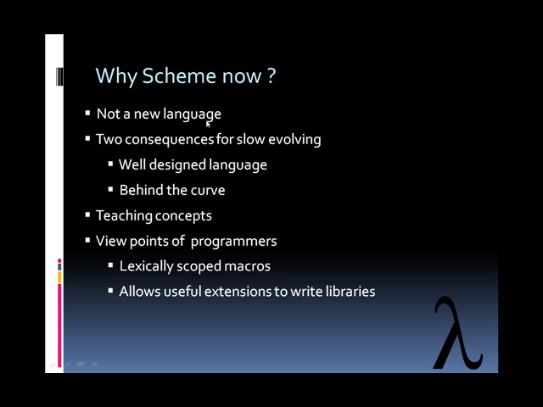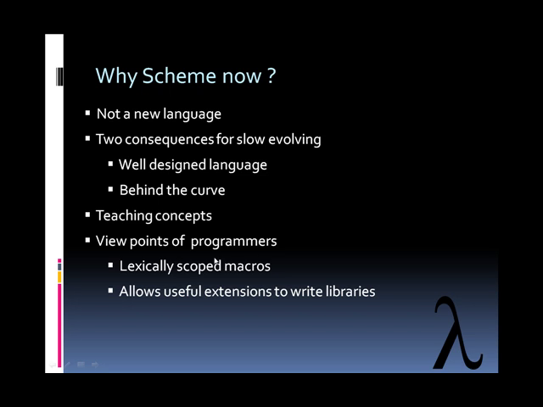Scheme is not a new language. It's been around and evolving slowly for 20 years. For that, there were two consequences. The first is that Scheme is a beautiful, extremely well-designed language. The second is that Scheme has been behind the curve, lacking several features that are useful in general-purpose languages. Gradually, though, Scheme has grown from a very small language suitable only for teaching concepts to a very useful language.